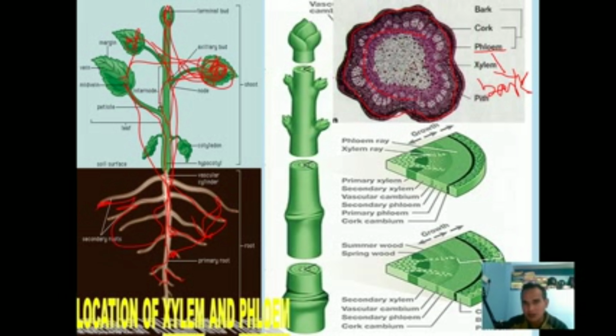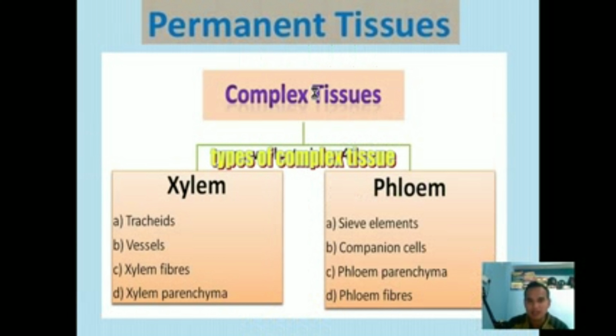Whereas the strongest part of the plant, which is towards the center, this part is actually the xylem. So xylem is this one. Xylem is the woody part of the plant. So phloem lies towards the periphery, whereas xylem lies towards the center. So these are the locations of xylem and phloem. Now let's move on to these two tissues, since we are discussing the details about xylem and phloem.